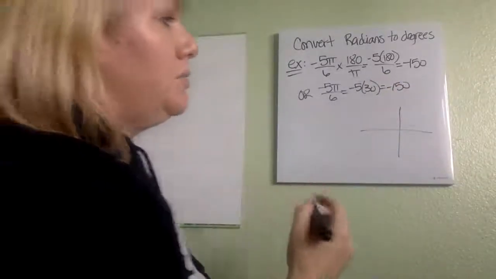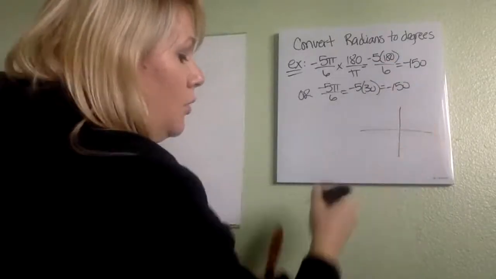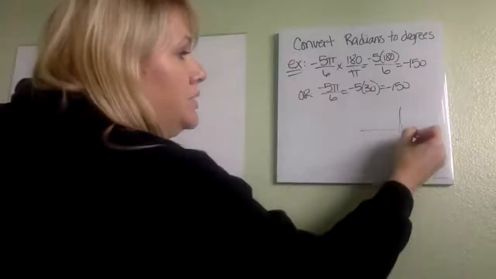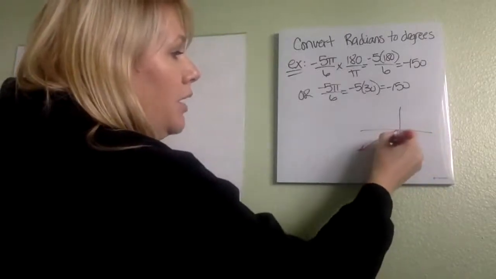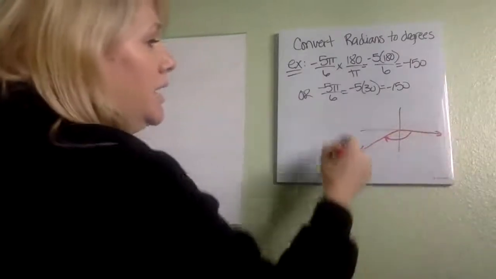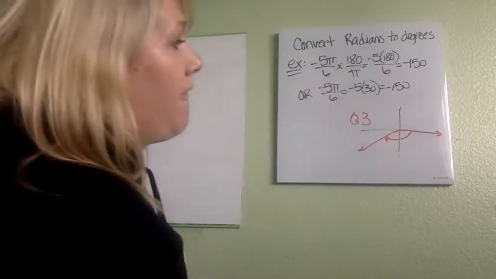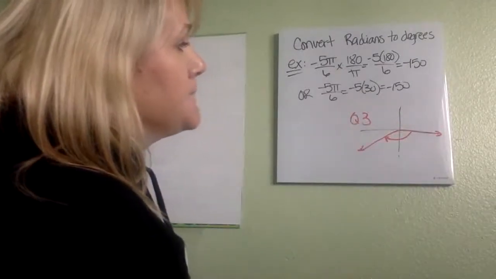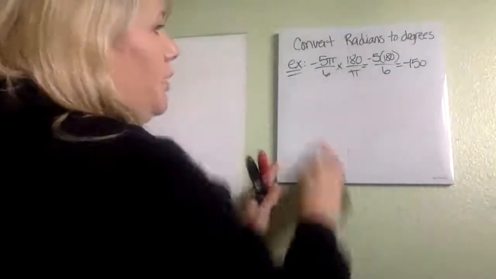So where does that angle land? What quadrant would it be in? So a negative 150 degrees is going to open in this direction, right? And open about to right there. So it would land in quadrant 3. Erase. Just that part, I'll leave it up there.